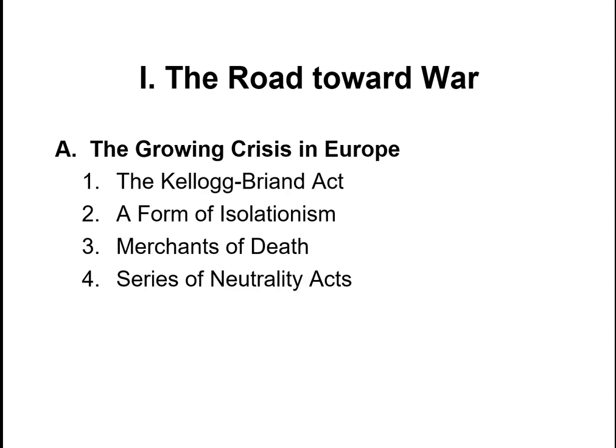From 1935 through 1937, Congress passed a series of neutrality acts in an effort to create barriers to U.S. involvement in European wars. The acts prohibited private loans or the sale of munitions to belligerent nations. Belligerent means nations that are at war with each other, and the acts required belligerents to pay cash for non-military purchases and ship them on their own vessels.